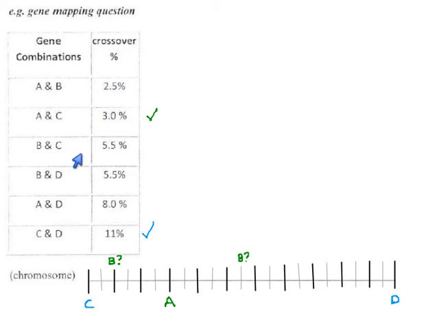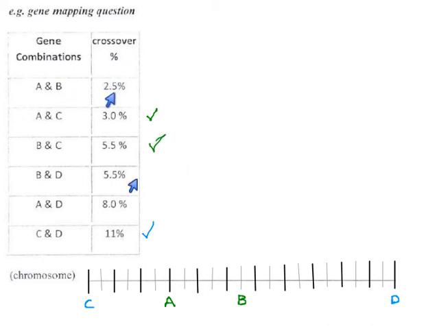B and C are 5.5 units apart. This is helpful. C is on the extreme end. So if we're going from C to B, there's only one direction we can go, and it's to the right. If we do 5.5 units, 1, 2, 3, 4, 5.5. Okay, now we know where B is. It was this one. That's the correct location for gene B. And now that we have that, I don't need these question marks anymore. We found where B is. Okay, so B and C is done.